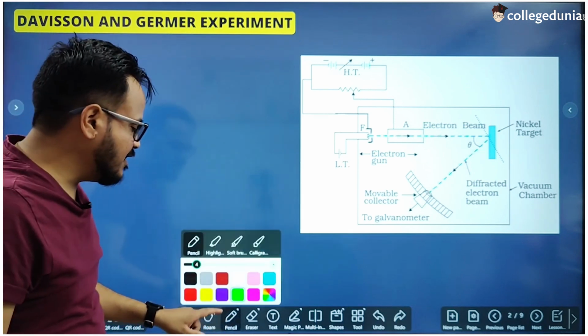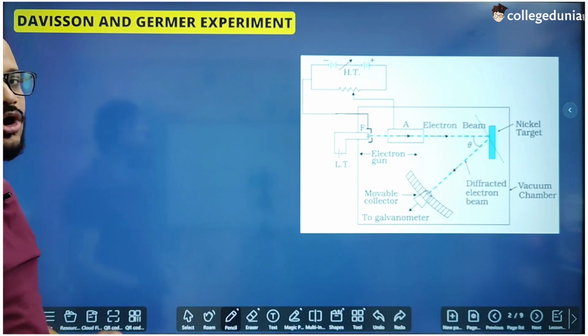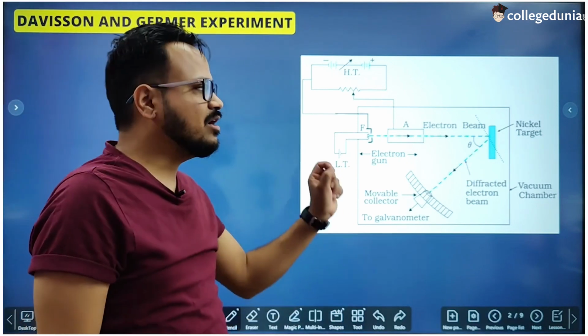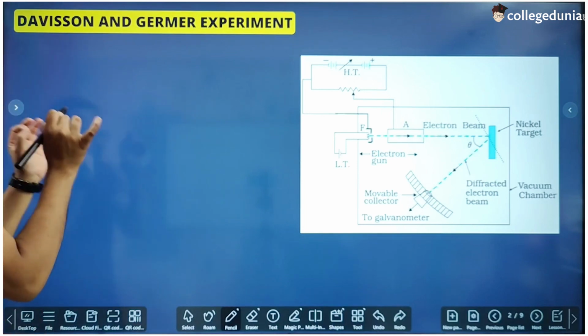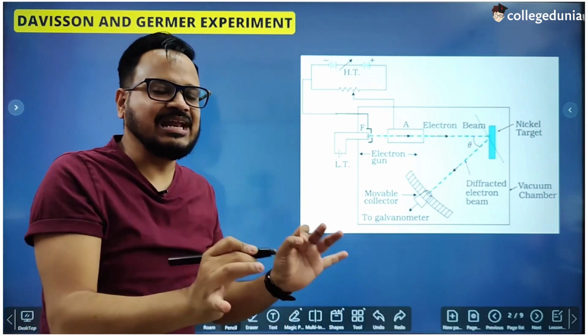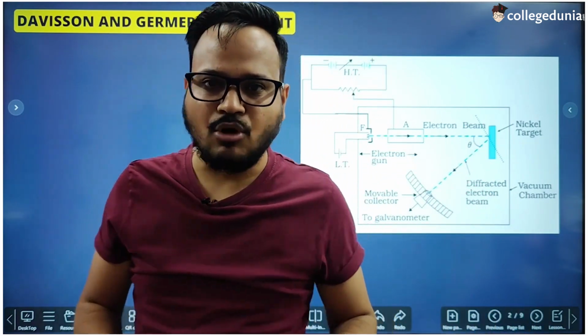But before discussing it, we have to revise the concept of de Broglie hypothesis, because only then we can understand this experiment. De Broglie said that every moving object can be treated as a wave. A wave can be associated with every moving object, and that wave is called matter wave or de Broglie wave.